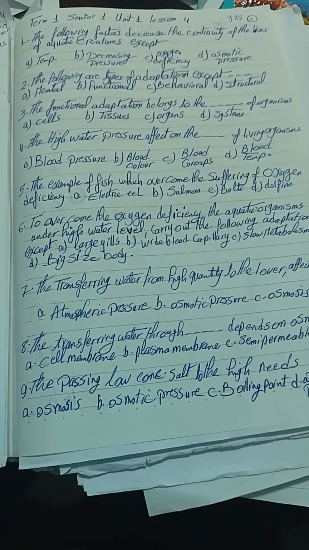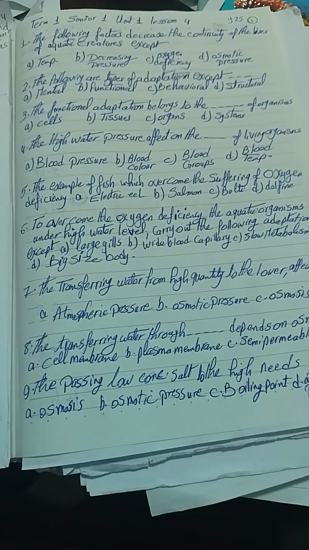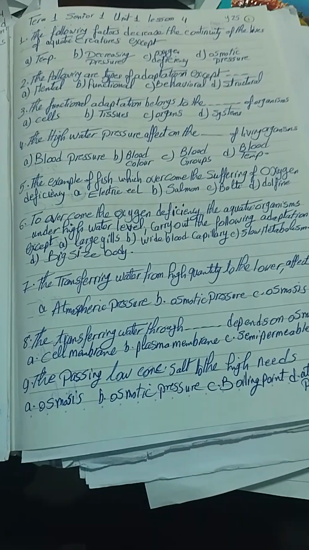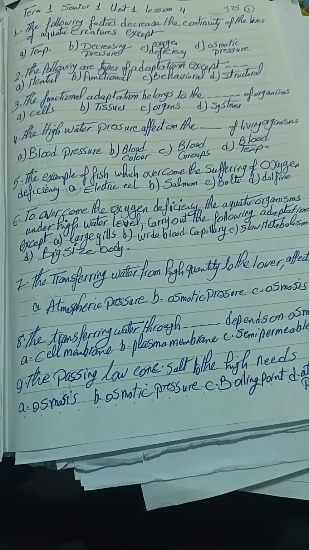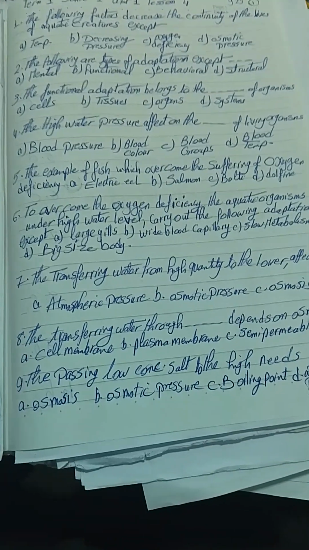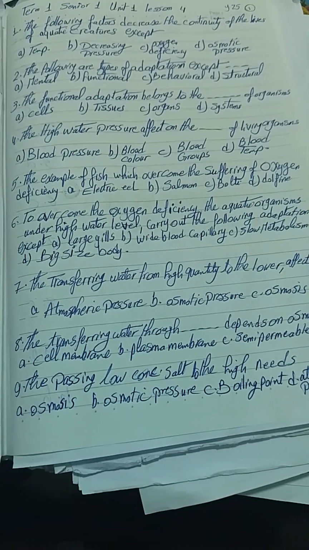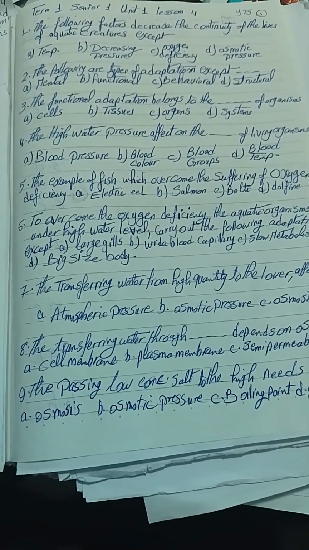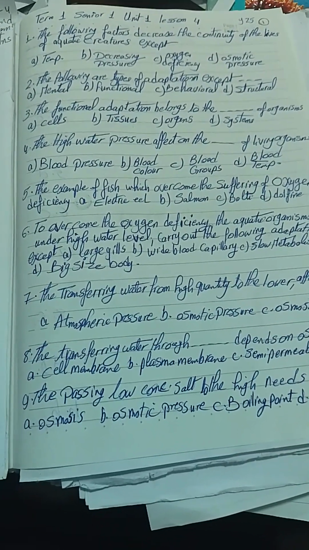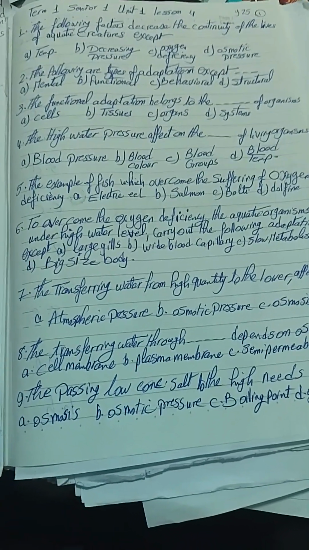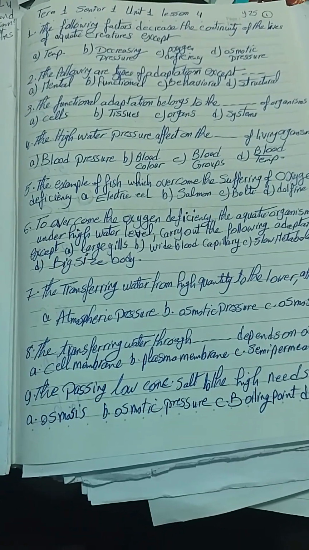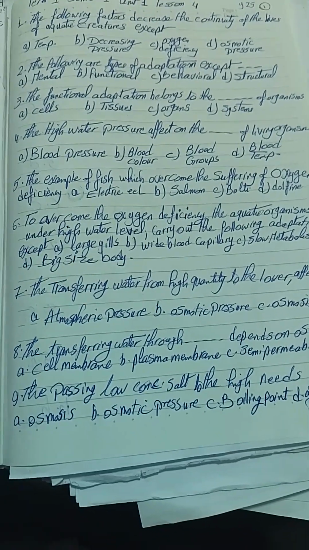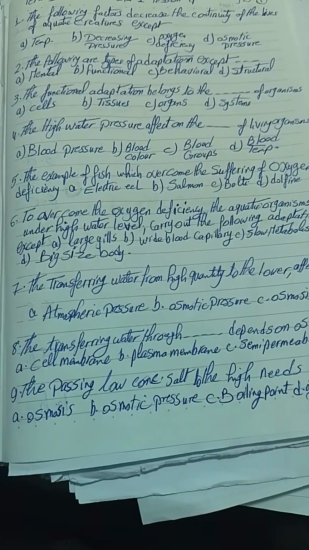Transferring water from high quantity to lower is affected by osmotic pressure. Why? Because osmotic pressure is specialized for salts. So the amount of water must compensate the amount of water lost during the decrease or increase of salt. Answer B.